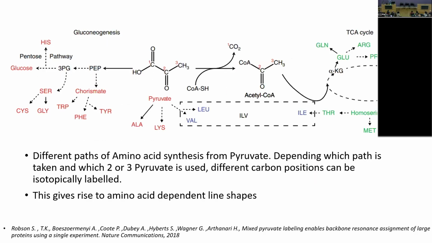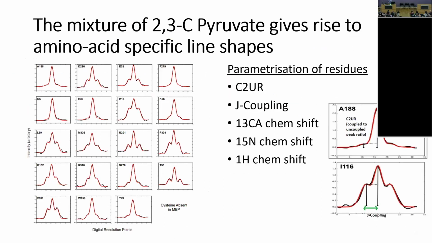And the way they did it was they grew the bacteria in a mixture of 2 and 3 labeled pyruvates. And so through various synthesis of the different amino acids, the amino acids can take different paths. And depending on whether the 2 or 3 pyruvate is used as a precursor, you get amino acid dependent line shapes, where either the C alpha beta coupling is overcome, so you get a strong central peak, or you can see shoulder peaks, like the example here.